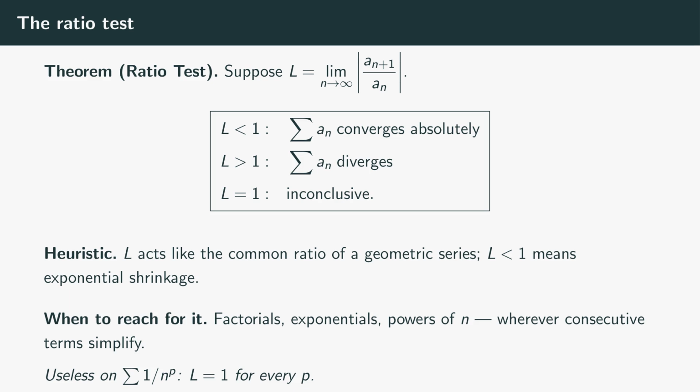When to use it? The ratio test shines on series involving factorials, exponentials, or powers of n multiplied together. Anything where the ratio a_(n+1) over a_n simplifies cleanly. Example coming. And the limitation.